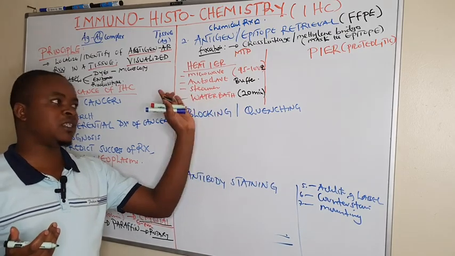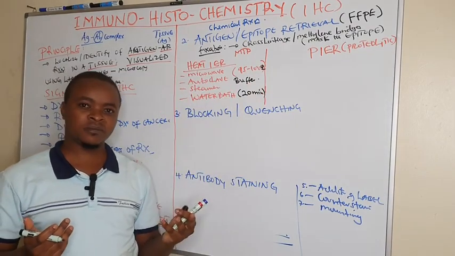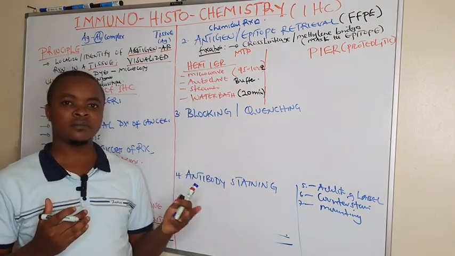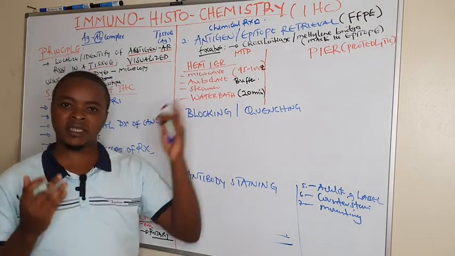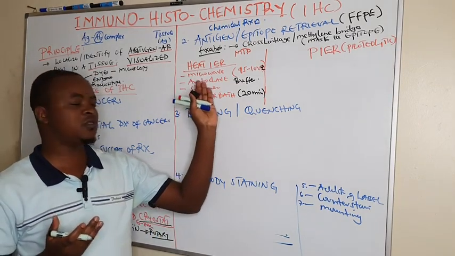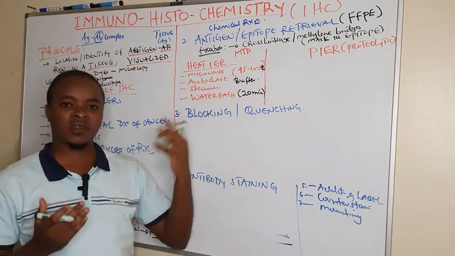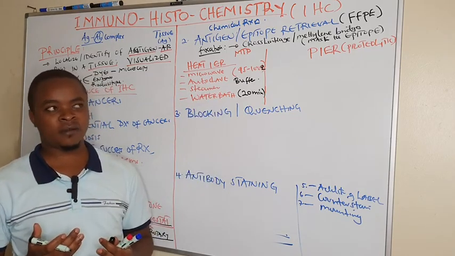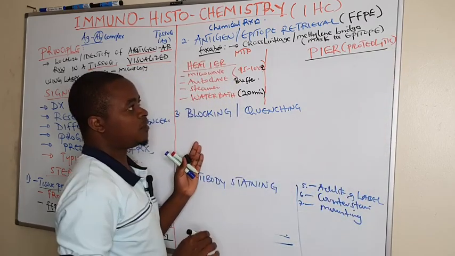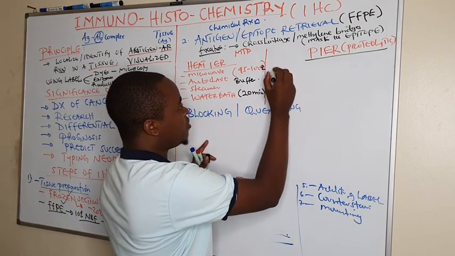This is one of the methods, but it is not good compared to proteolytic. Why? Because antigenicity is lost, or the proteins within the tissue section can be lost due to heat. And another thing, when you use heat-induced retrieval, there is loss of counterstaining, and then the loss of antigenicity can occur. That's why it is not good compared to proteolytic or enzymatic induced epitope retrieval.